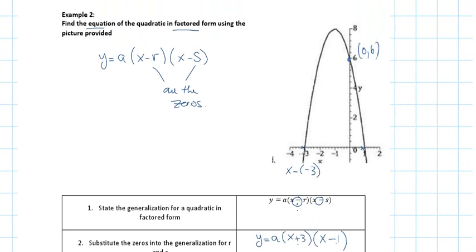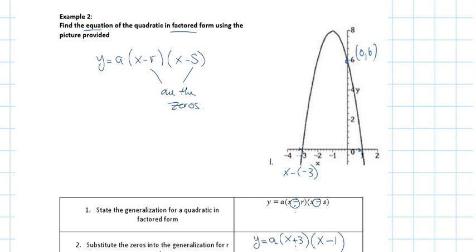Can I pick any other point? Can I pick the vertex? Yes, I can, as long as it's clear and I know what it is. If it's not clear, do not pick it. In this case, they already gave me a point which is (0, 6). So I'm going to plug in that (0, 6) for x and y, and I am going to solve for a.